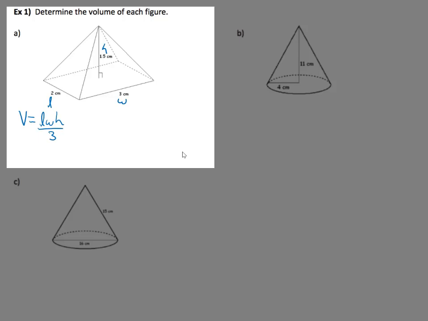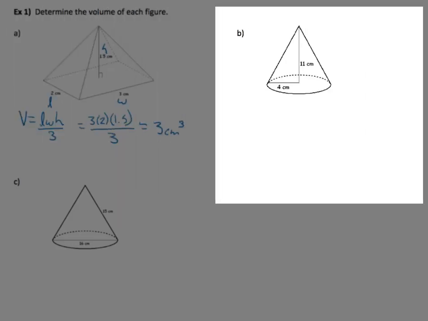So now we just sub in the numbers. I'm going to just do another equal sign here. 3 times 2 times 1.5, all divided by 3. And this should be 3 centimeters cubed. Perfect. And that's all there is to calculating the volume of a pyramid, a square base or rectangular base pyramid. Next example is a cone.